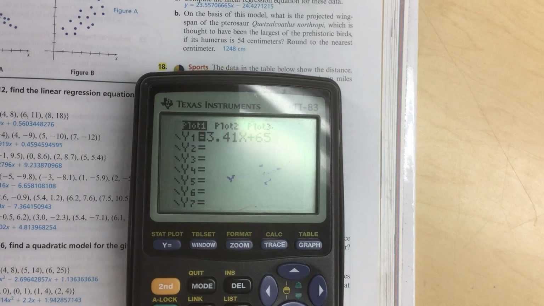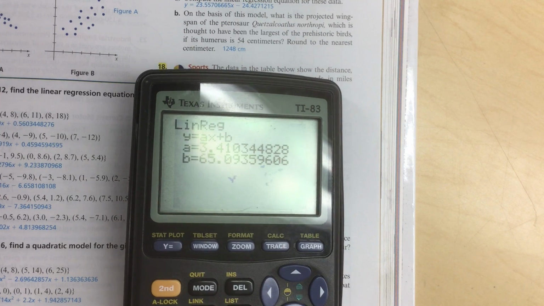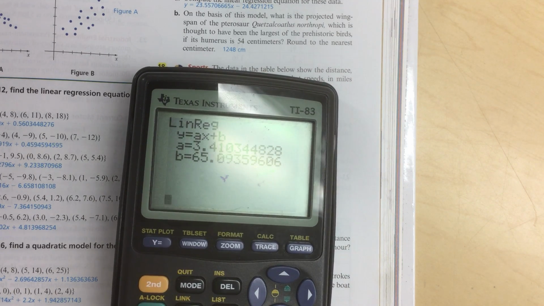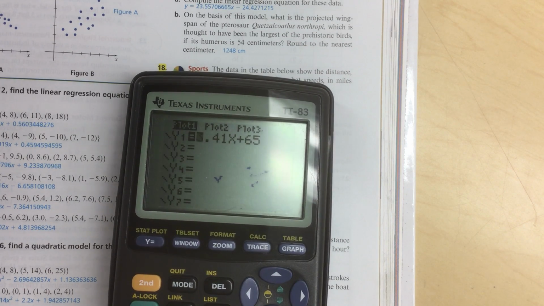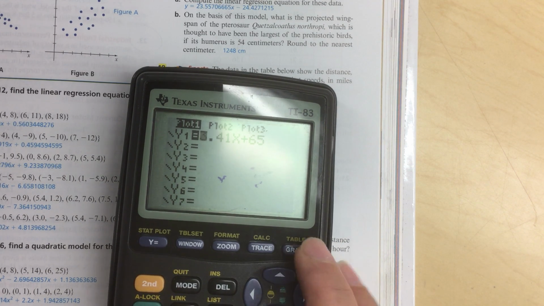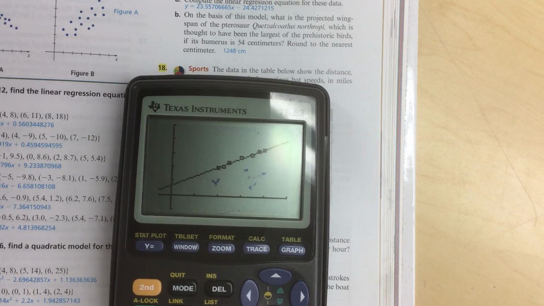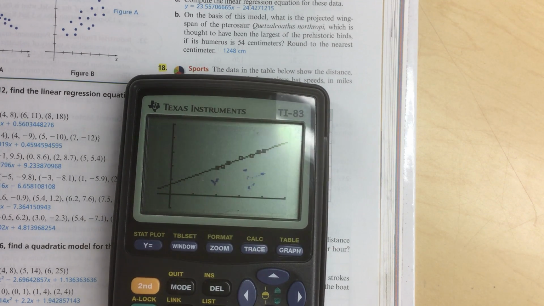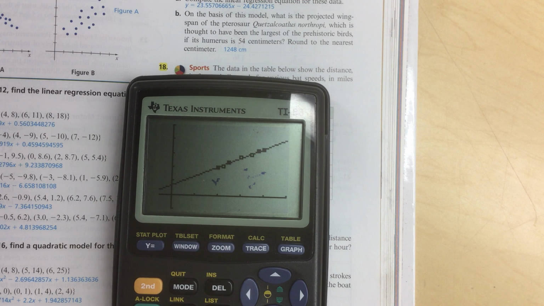So remember, I got that from my, if I go second quit, that takes me back to that screen where I told it to calculate the line of best fit. If I go to y equals, it takes me to where my equations are, and I typed it in there. Does that make sense? So if I hit graph, what's it going to do? It's going to do the points and the line through them. So if I've done it right, my line should go through most of my points. That is insane. Awesome.